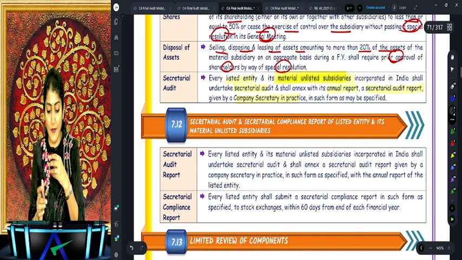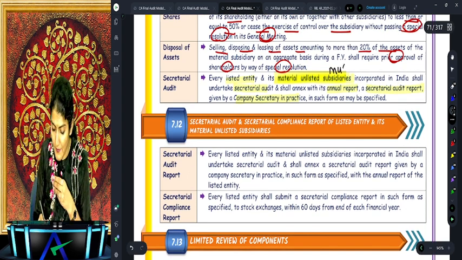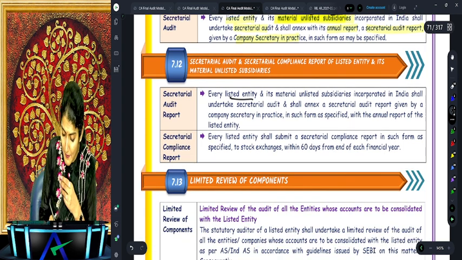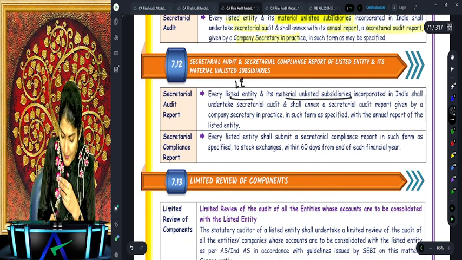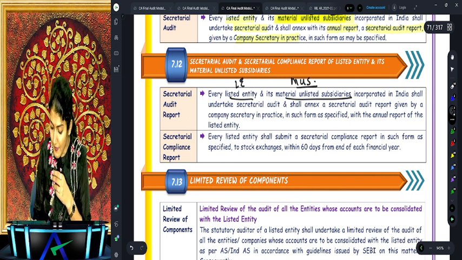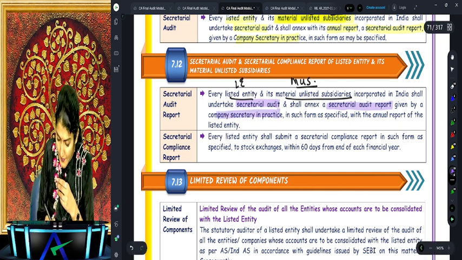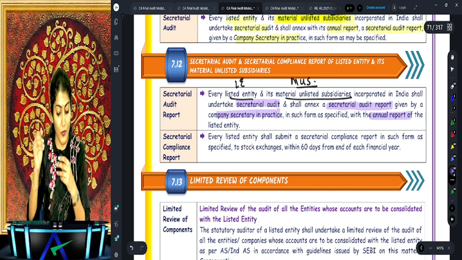What is MUS? Material unlisted subsidiary. What is LE? Listed entity. So what is important for LE and the material unlisted subsidiary? Listed entities and the material unlisted subsidiaries need to get a secretarial audit done, then annex the secretarial audit report given by a company secretary in practice with the annual report of the listed entity.